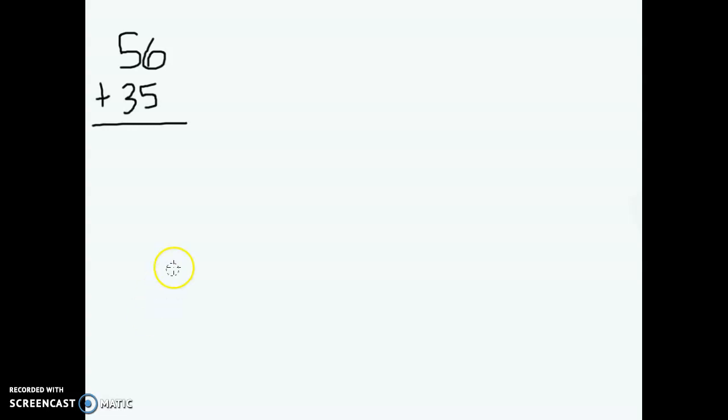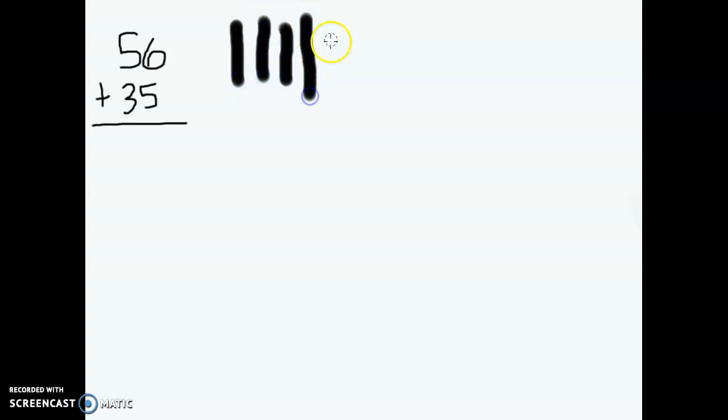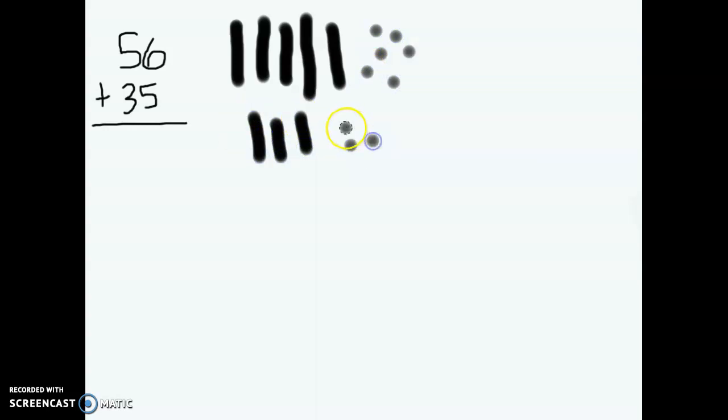The class has collected these food items. What if you don't have base 10 blocks handy? We can draw our base 10 blocks. We can draw our longs and ones. 56 would be 5 longs and 6 ones. 35 would be 3 longs and 5 ones.